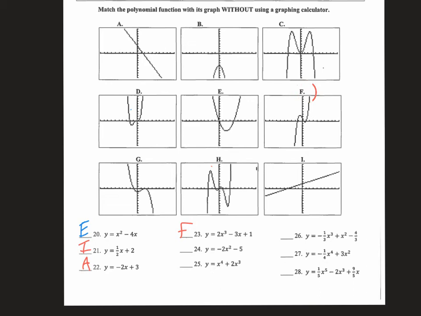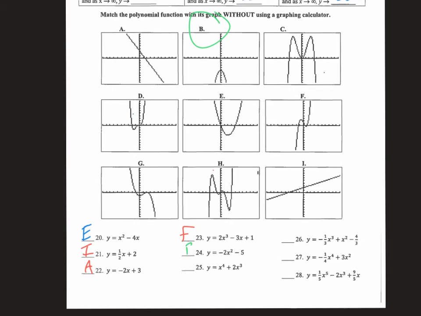24, negative 2x squared minus 5. This one should be very easy, guys. This one's just transforming the parent function. Like we've talked about, transformations will not leave. So negative means I'm flipping across the x-axis. Minus 5 means I'm going down 5. That looks a lot like B, right?